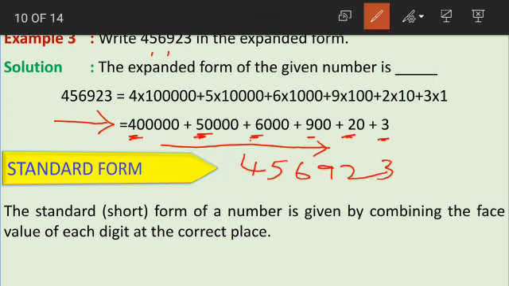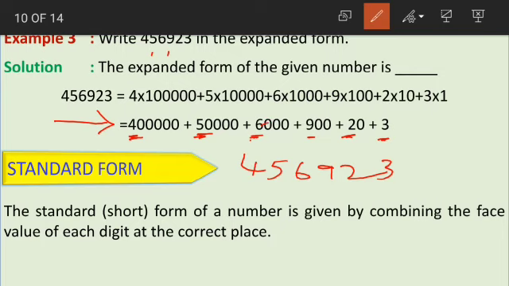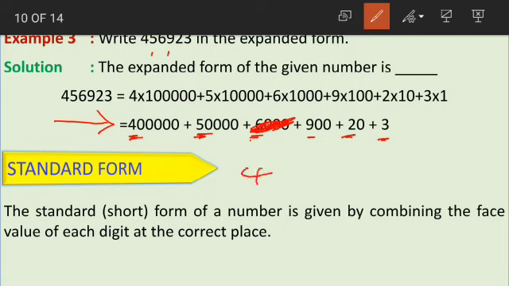But sometimes these short forms can be tricky. How? If suppose this 6 was not given here. Now how will I write this short form? I'll simply write this as 4, 5, 9, 2, 3, right? 4, 5 and then I have 9 and then I have 2 and then I have 3. Now what will happen here? Look at 5 here. What is 5 written here as? 5 is written as 50,000.